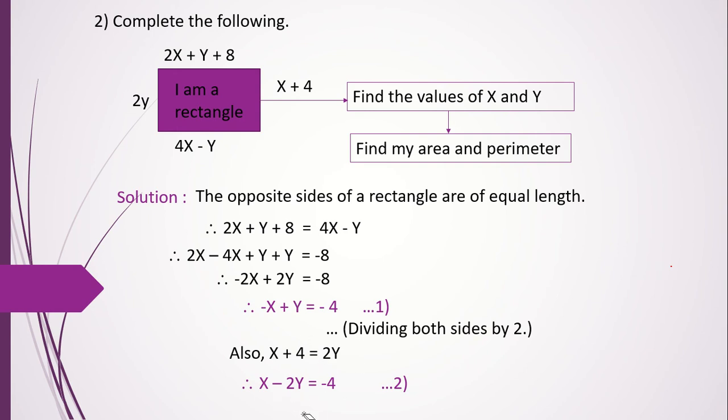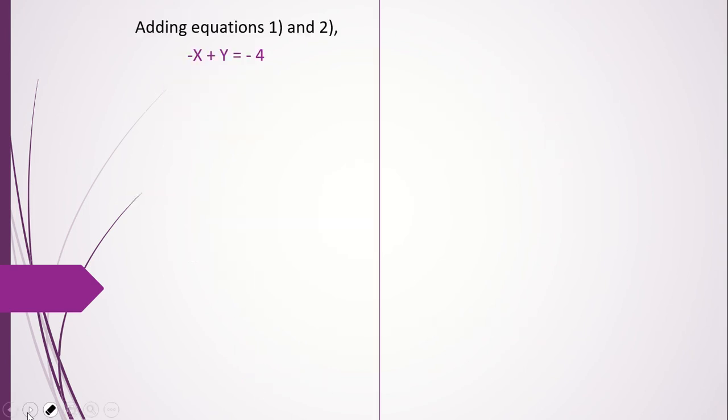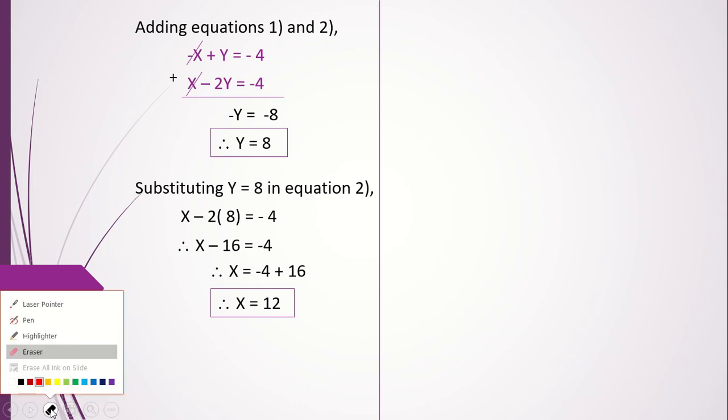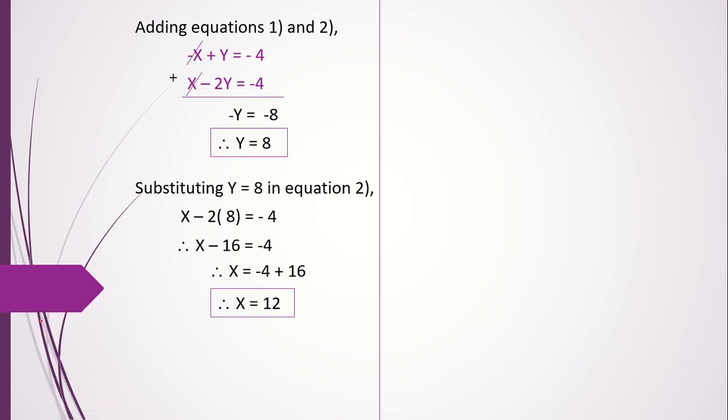Now just add equation number 1 and 2. Minus x plus x gets cut. Okay. Minus y is equal to minus 8. Therefore, y is equal to 8. Substituting y is equal to 8 in any of the equations, we get x is equal to 12. So, first part is done. Now, after this, we have to find the area and the perimeter.